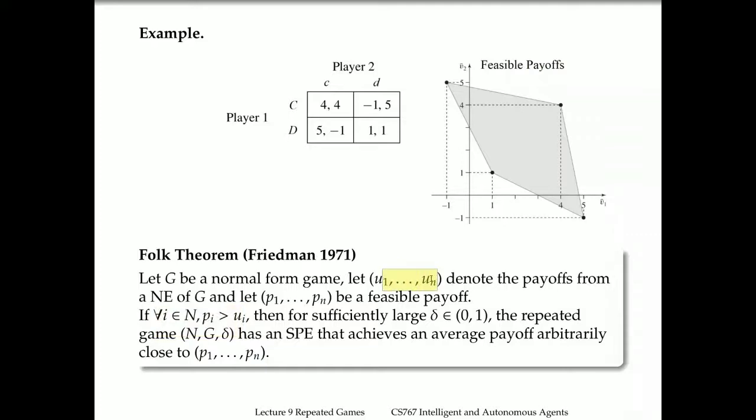Right. So think of this case. The only Nash equilibrium payoff vector will be 1 and 1. Right? And through the last example, we've just seen that if we look at the outcome CC, which gives an average payoff of 4, 4 to the players. And notice that 4, 4 is definitely bigger than 1, 1 in every coordinate. So for every player, this P1, P2 will now be 4 and 4. So for every player, this 4 is bigger than the Nash equilibrium payoff of 1. So in this case, we can have an SPE whose average payoff is arbitrarily close to 4, 4.